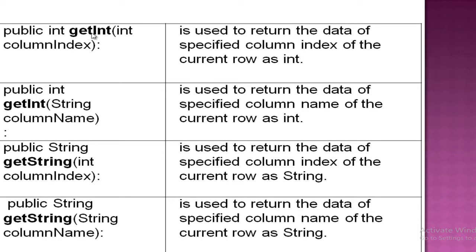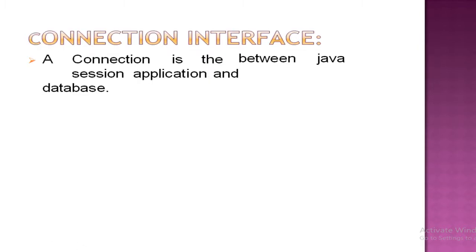Next is getInt. GetInt, it's the same. GetInt, getString, right? Here you will get the specified column index. Here you will get the specified column name. Here you will get the specific column index, and here you will get the specific column name of the current row as a string. Okay, so this is about the result set.